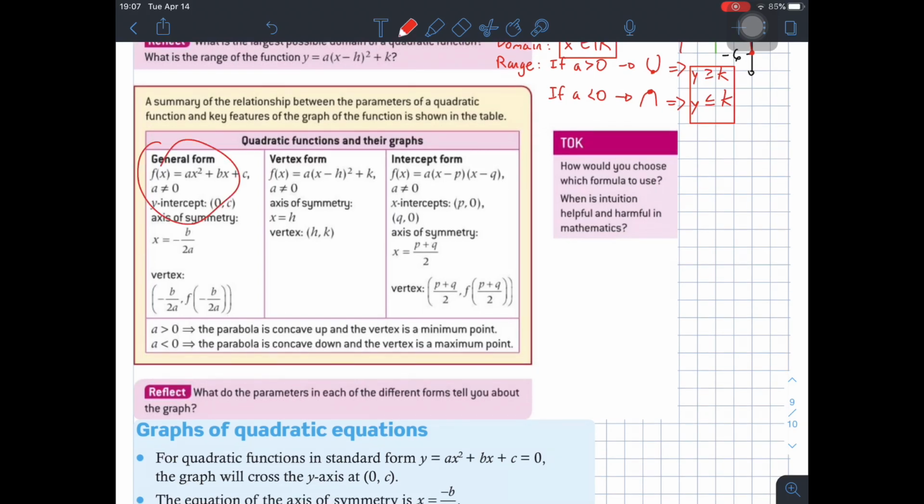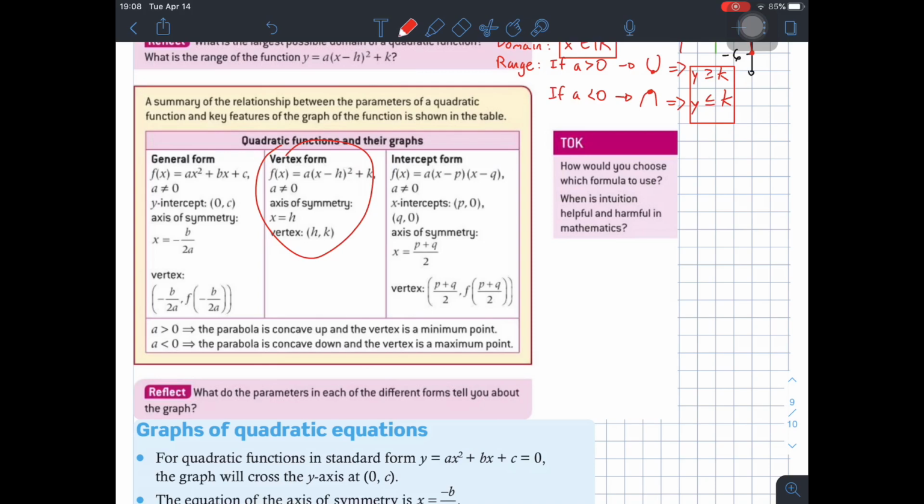Okay, so the first form is the general form, f of x equals ax squared plus bx plus c, where a is different from 0. The y-intercept is directly found by looking at this value. The axis of symmetry is calculated by doing minus b over 2a. And finally, the vertex is calculated this way. The x-coordinate is the same as the axis of symmetry, and the y-coordinate is calculated by plugging in this value of x into the function.